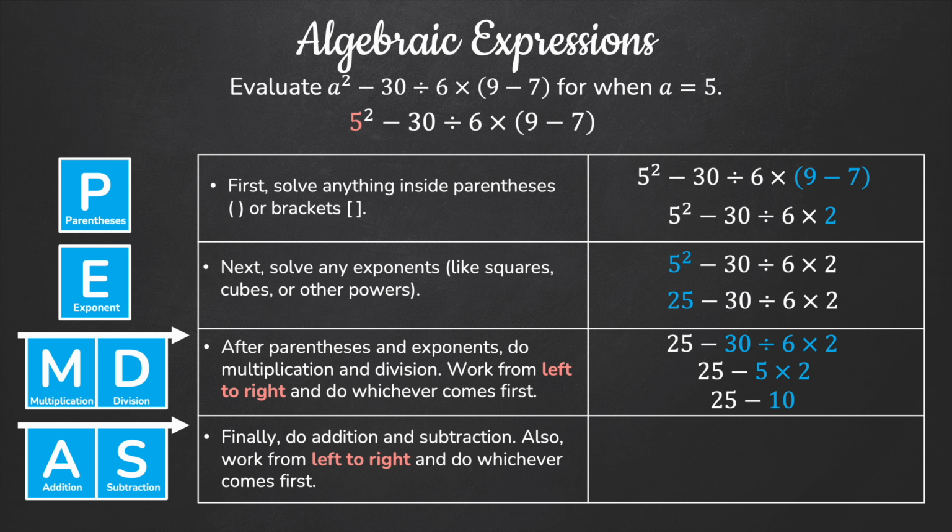The last thing we do need to focus on is addition and subtraction. Same thing as multiplication and division, we're going to work from left to right. It doesn't matter which one comes first. But in this case, we only have subtraction. So 25 minus 10 is equal to 15. So when we substitute a for 5, we're going to get the answer 15.